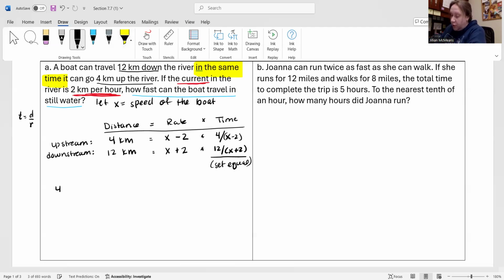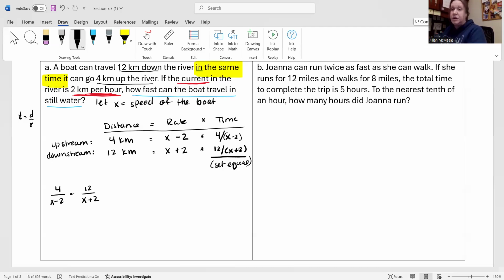So we're going to go 4 over x minus 2 equals 12 over x plus 2. Now when you're solving rational equations, and this is definitely a rational equation, you could multiply all terms by the LCD and then solve. Or if you're dealing with very specifically a proportion, you can just cross multiply and solve.